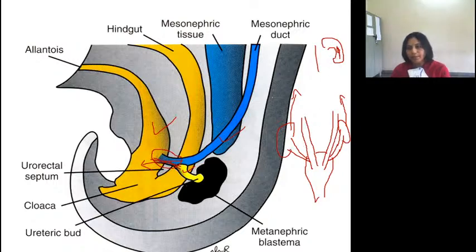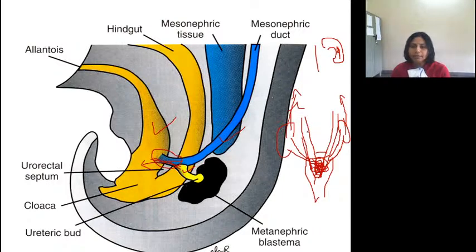Once it uncurves, these kidneys will ascend up, and as these ascend up, these ureteric buds also will be pulled cranially, and these mesonephric ducts will be absorbed here. This entire part will be absorbed into the trigone of the bladder, which will form the posterior wall of the bladder. So these mesonephric ducts will move caudally and the ureteric buds will move cranially.